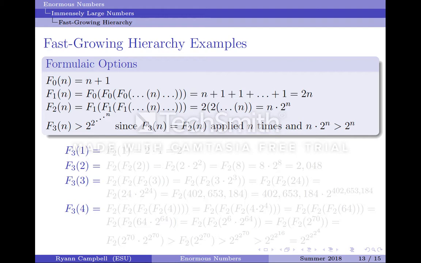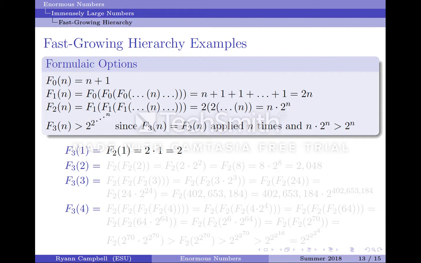Okay. So f0, f1, and f2 all have really nice formulas. I know I have f3 written in this box, but the formula does not work very well for f3. And let's take a look at why. Okay, f3 of 1 is f2 of 1, which is 2 times 1, which is 2. Okay, and we get that using the f2 formula.